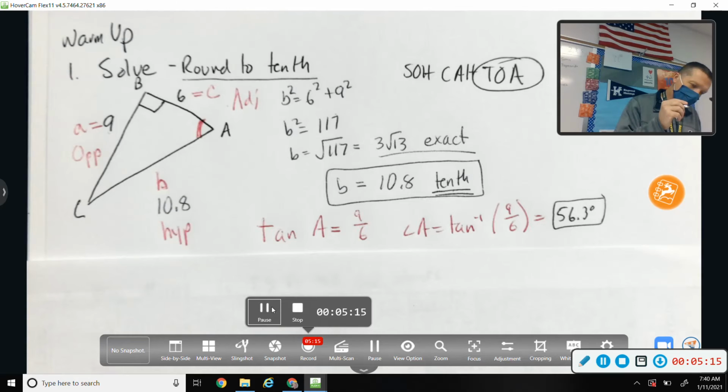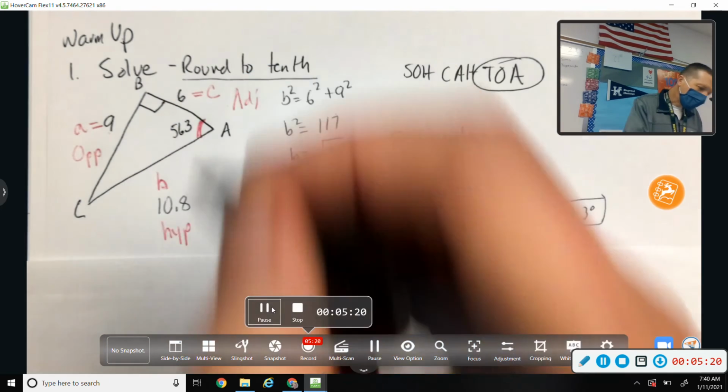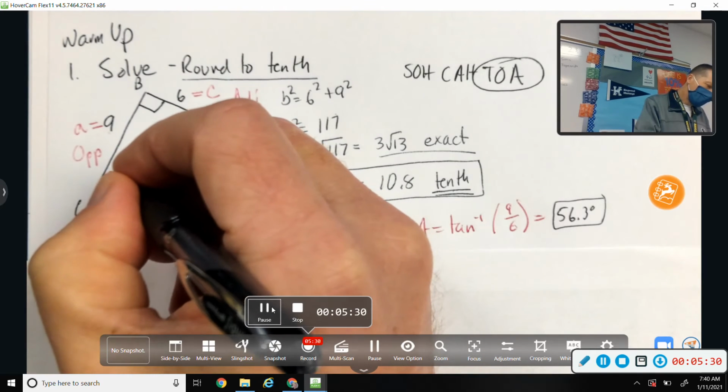All right, so that was angle A. And then the only thing left is to do the 180 thing to get that missing angle. So 90 minus 56.3 is 33.7.